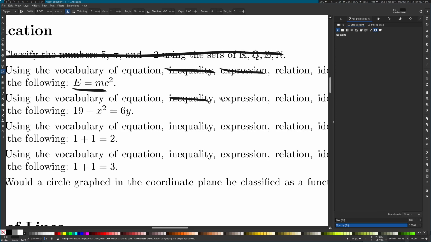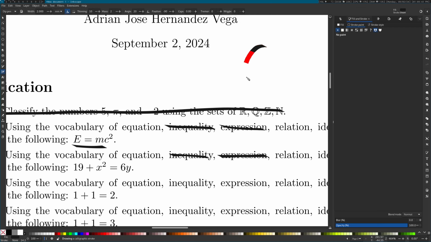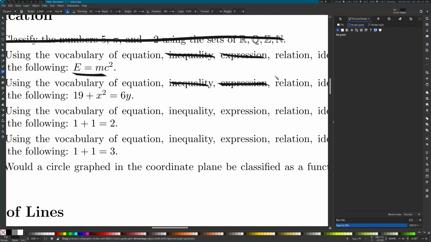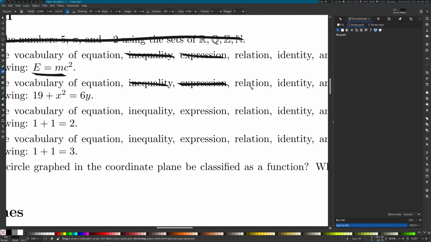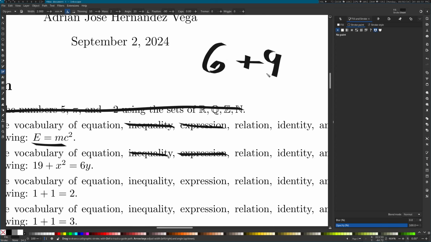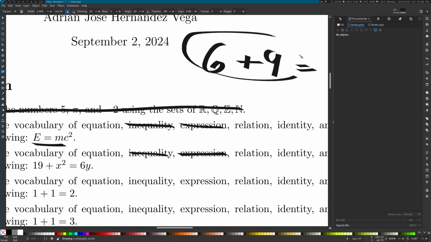No. Expressions lack an equal sign, and this one has the equal sign. So like if you put 6 plus 9, that's an expression. Okay, so if it's without an equal sign, it's an expression, like just this thing floating.